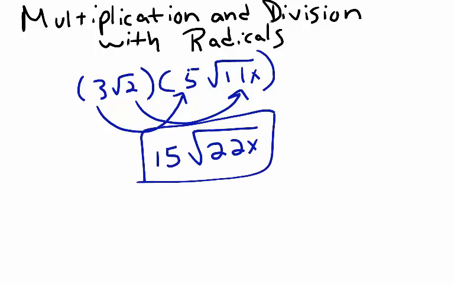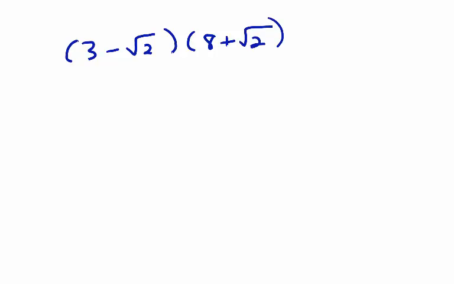Let's take a look at another example. Suppose I'd like to multiply two binomials, 3 minus square root of 2 times 8 plus square root of 2. Here I can use the FOIL method: first, outer, inner, and last terms.